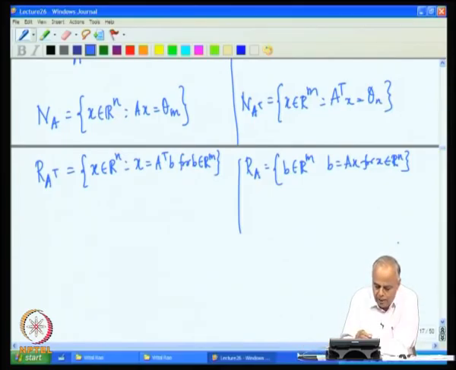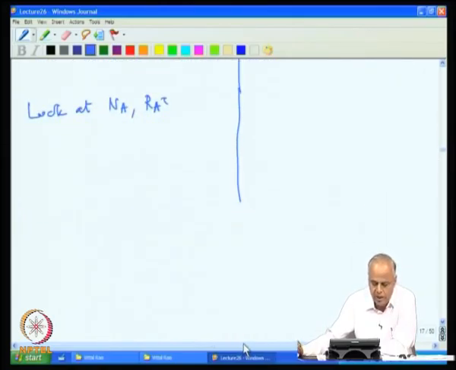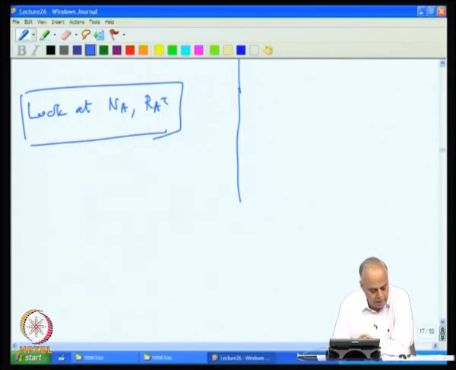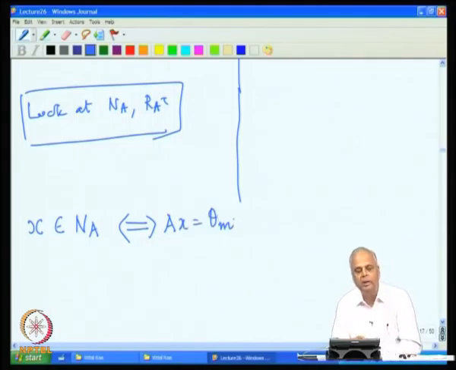Now, let us look at the pair N(A) and R(A transpose), which is in Rn. Whatever we do, analogous results we will get on the Rm side. Therefore, we are going to look at the subspaces N(A) and R(A transpose) on the Rn side. Now, suppose a vector x belongs to the null space of A. This can happen if and only if Ax equals theta m. This is what is meant by saying that x is in the null space of A. That means x gets annulled by the matrix A.